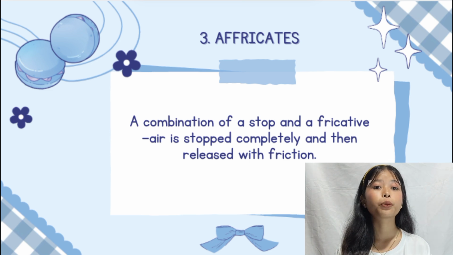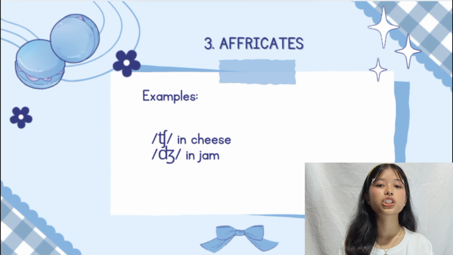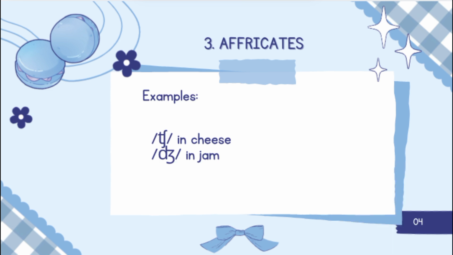So the third one is affricates, a combination of a stop and fricative. Air is stopped completely and then released with friction. For example, ch in cheese, j in jam.